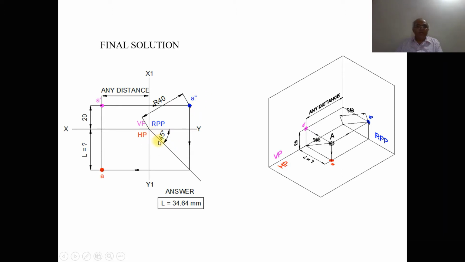Then draw a 45-degree line adjacent to HP, and you project this side view point directly onto this 45-degree line. From here, you draw a horizontal projector to HP and draw a vertical projector from A dash. Both will intersect at this point. You mark this point as small a, and then you measure the distance from the XY line to the top view. That distance will give you 34.64.